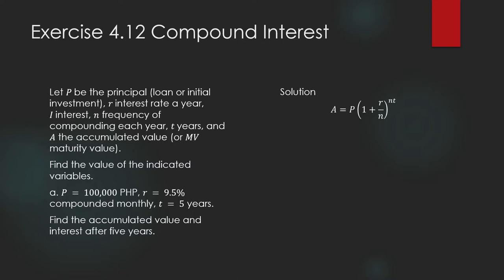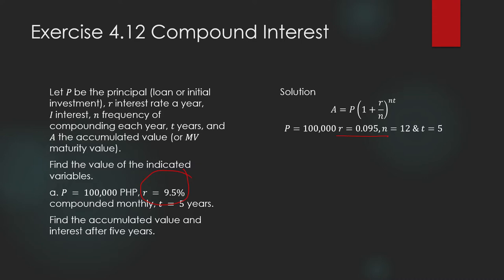First, we write our equation to compute for the accumulated value. It is important that you do this because your teacher will award you some small points just by writing down the equation, and also listing down the given. So P is 100,000, R is 0.095. That is how you write the rate of interest in decimal form.